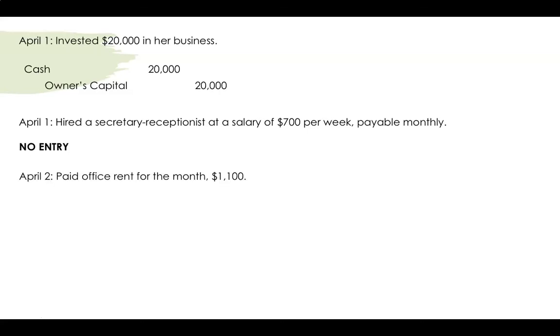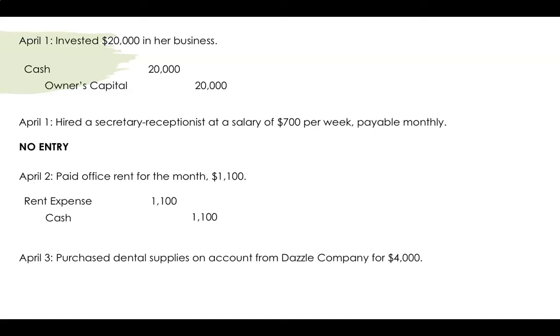Now on April 2nd, you paid office rent for the month of $1,100. So we'll debit our rent expense and credit our cash for that $1,100. On April 3rd, you purchased dental supplies on account from Dazzle Company for $4,000. So we are buying supplies, so our supplies have to increase with this debit, and we purchase them on account, which means that we'll be crediting our accounts payable for this $4,000.